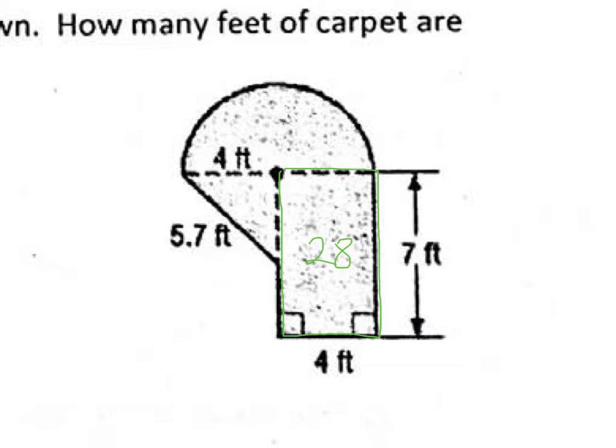Well, we also have this half circle. This half circle, notice, has a radius of 4, and the area of a circle is pi r squared. So it's going to be pi times the radius, which is 4, squared. So 16 pi.